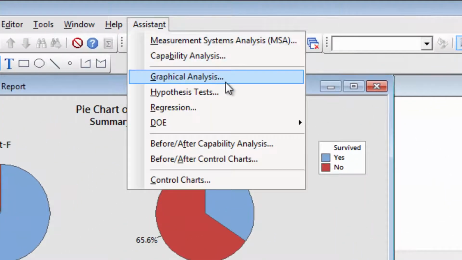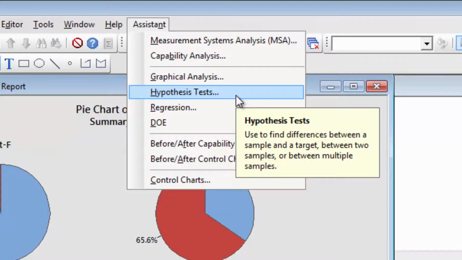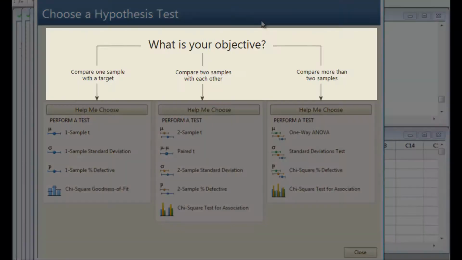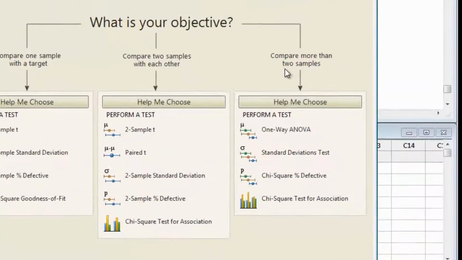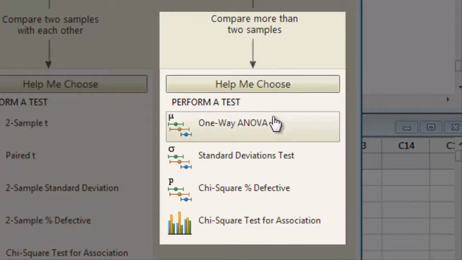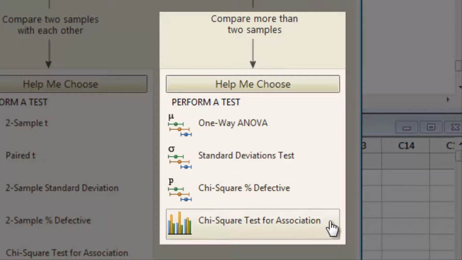If you don't know which test to use, the assistant can help. The assistant presents 3 possible objectives for hypothesis tests. Since we have divided the passengers into 4 groups, the objective here is to compare more than 2 samples. But which of these 4 tests is right? Click Help Me Choose for guidance.